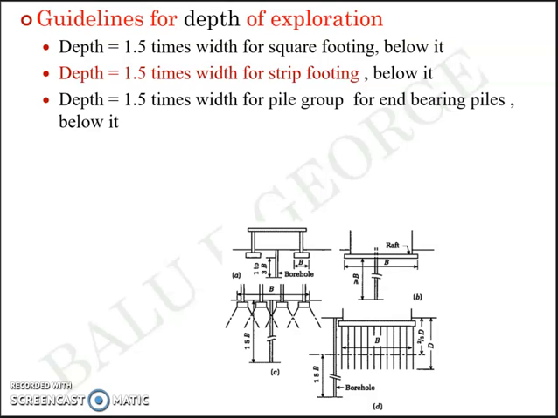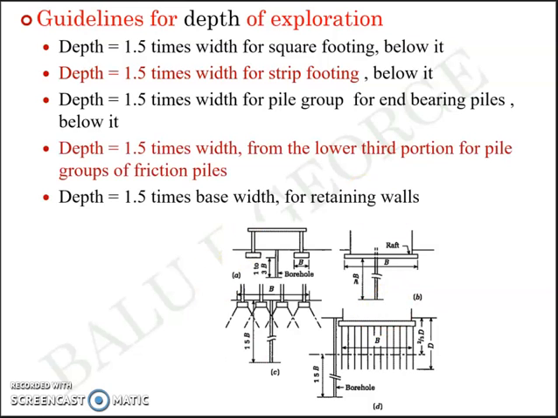For a pile group of end bearing piles, it is equal to 1.5 times the width of the pile group below it, as you can see in this figure. For pile groups of friction piles, it is equal to 1.5 times the width from the lower third portion. For retaining walls, it is equal to 1.5 times the base width, etc., etc. So these are just the standard guidelines that will help you to choose the depth of exploration, or in short, to what depth you need to carry out the soil exploration.